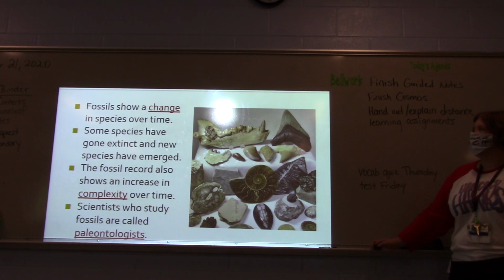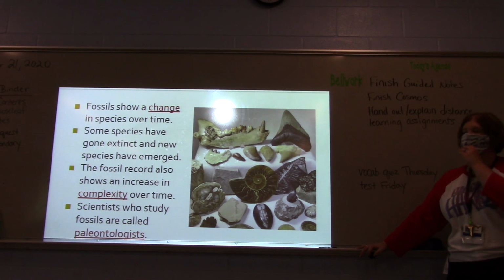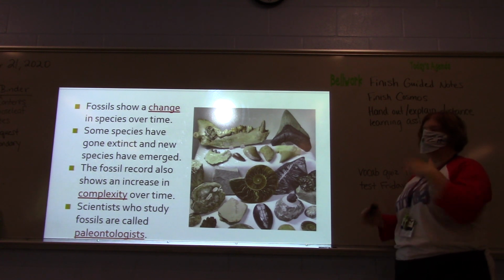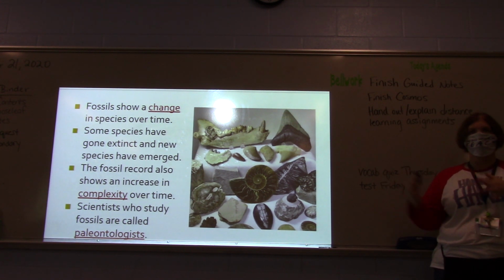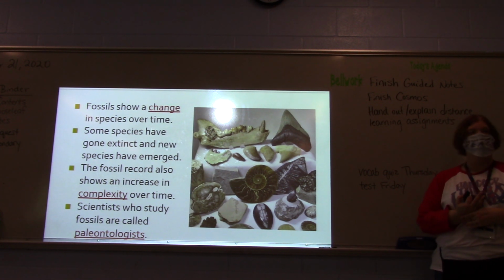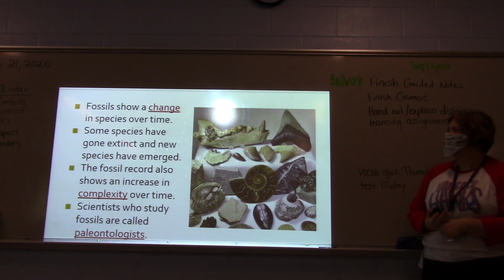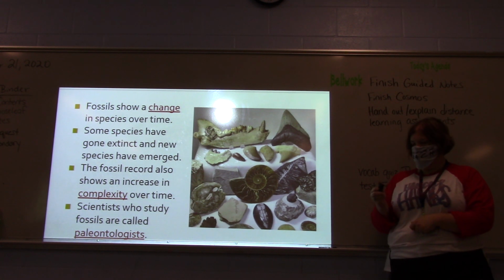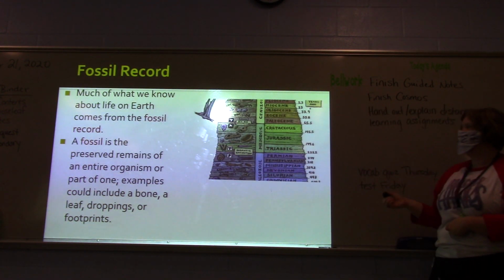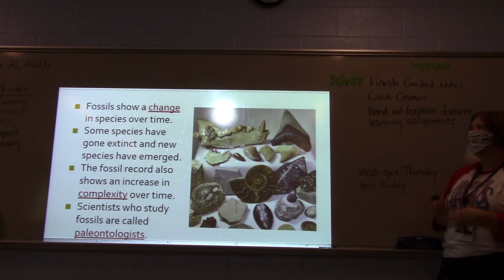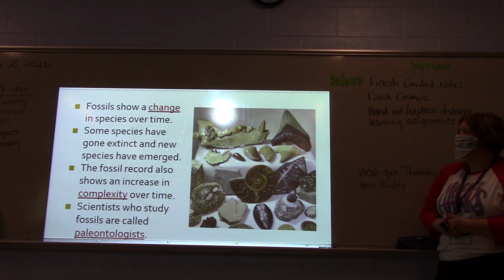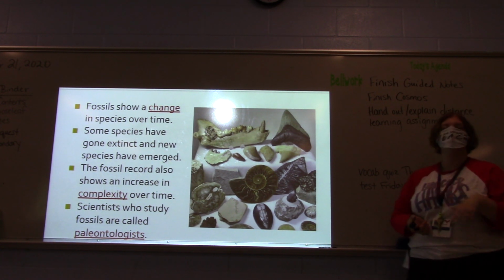Fossils are going to show a change in species over time. We can look at fossils from different periods of time, even fossils of the same type of organism, and see how they've changed. Like we talked about giraffes. Giraffes have gotten a lot taller over time, so their bones will indicate that. You can also look at the different layers of fossils, and you can see what's present and what's absent in each layer to see when something went extinct, when something new appeared. And we've talked about how it shows an increase in complexity over time.